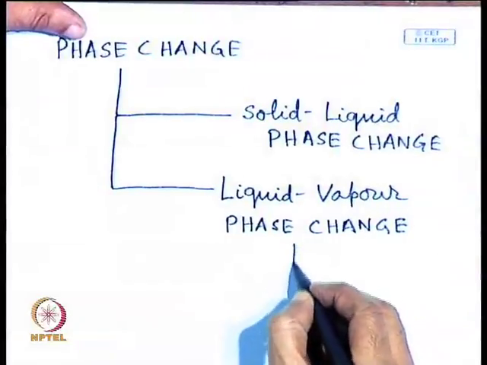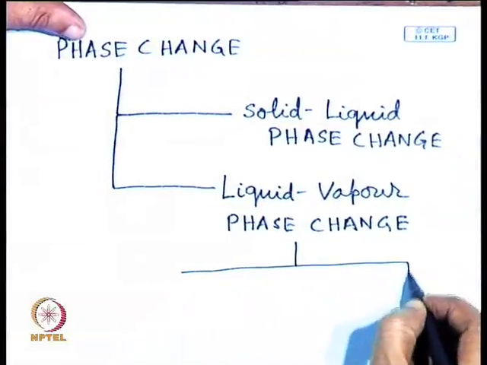On the other hand, when there is liquid-vapor phase change, both phases are fluid phases. So motion is very important. These are typical two-phase flow problems, and along with the complications of two-phase flow, the intricacies of phase change phenomena are also involved. Liquid-vapor phase change again has two types: one is boiling and another is condensation.